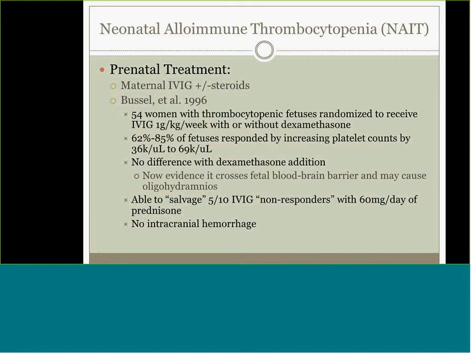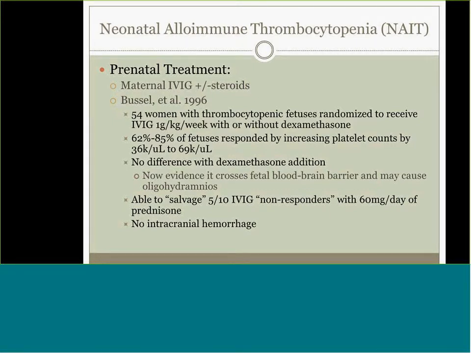This is prenatal treatment. So in the 90s, they started trialing IVIG because, again, there were thoughts that we know it can regulate some immune phenomena. We know that it can cross the placenta, plus or minus steroids, downregulate the maternal antibody response. And so in 1996, 54 thrombocytopenic fetuses received IVIG with or without dexamethasone. They'd done PUBS. They'd established their thrombocytopenic nature.